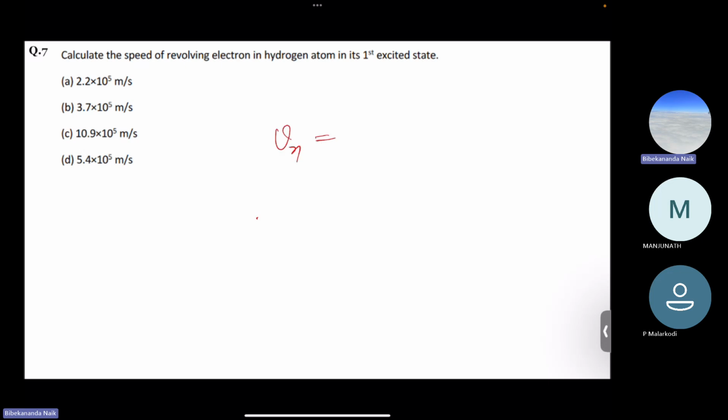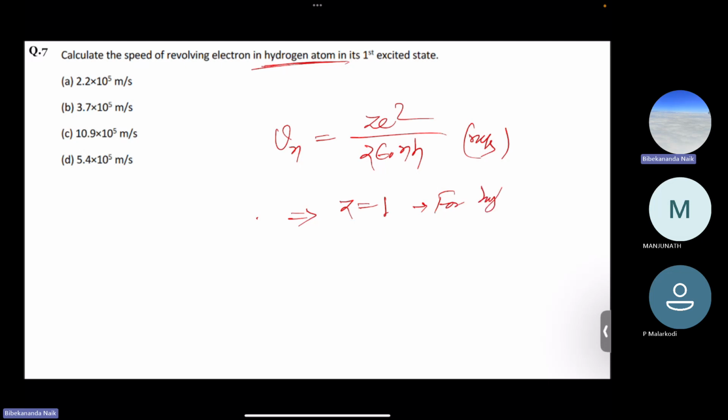Vn. It was Z e square by 2 epsilon 0 n h, and this was in meter per second. We are talking about the hydrogen atom, so Z is 1 for hydrogen atom.